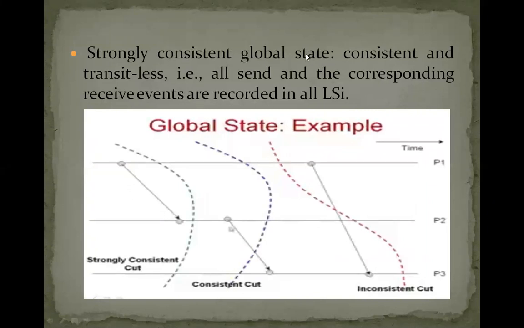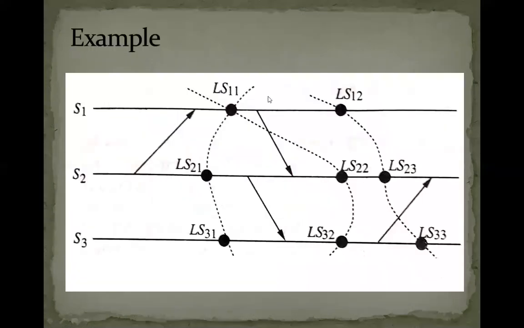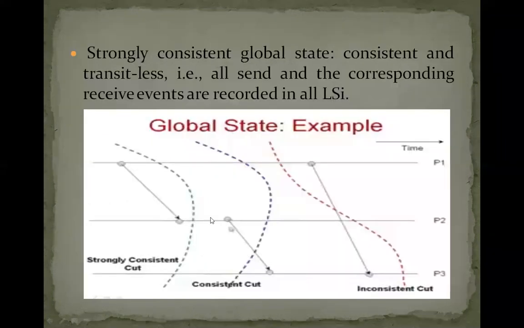There are two kinds of global state. One is consistent global state, another is strongly consistent global state. This is a global state which is consistent, I have said, and this is the global state which is consistent. But there is a difference between this consistency and this consistency. And let us show it by example. But before going to the example, what is the meaning of strongly consistent?